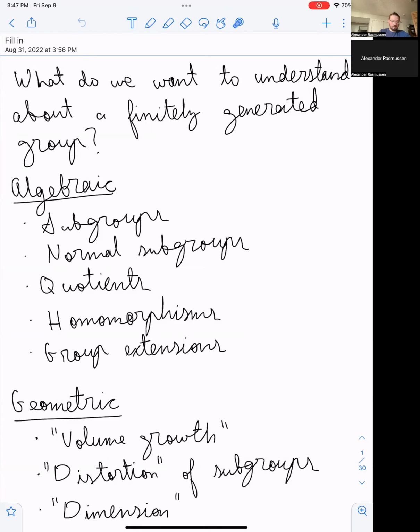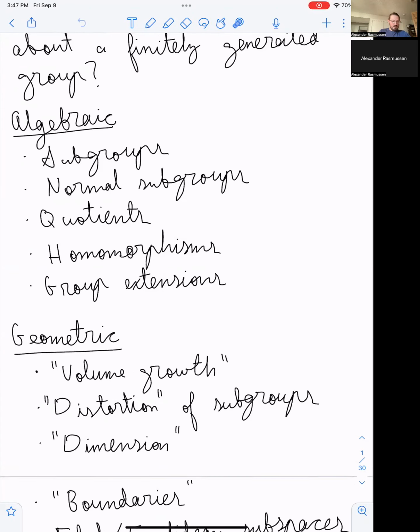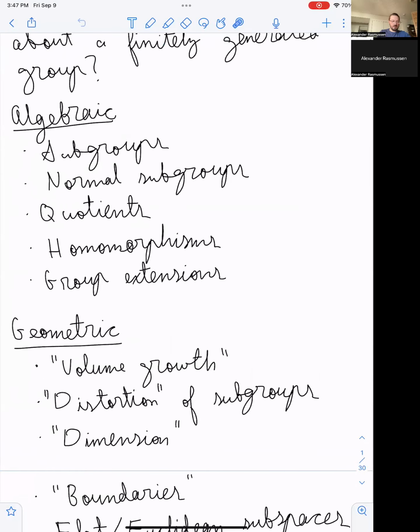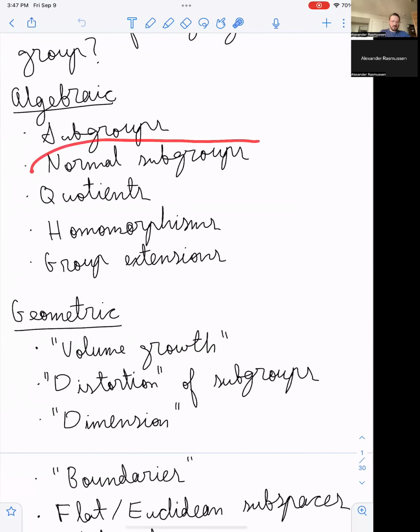So what kind of different perspectives can we take? First of all, we could take an algebraic perspective, maybe thinking from the perspective of someone taking an undergrad abstract algebra class. So in an undergrad abstract algebra class, we might wonder about subgroups of our fixed finitely generated group. We might try to understand normal subgroups, quotients of the group, homomorphisms to and from the group, and maybe extensions of the group.